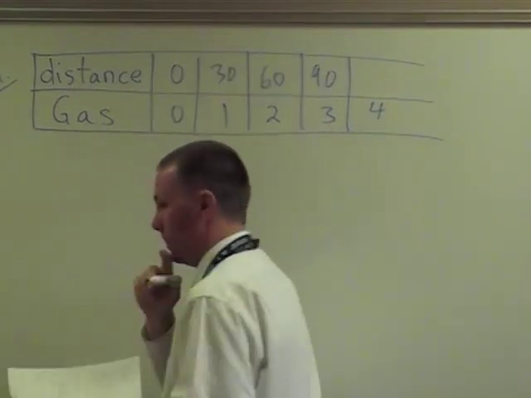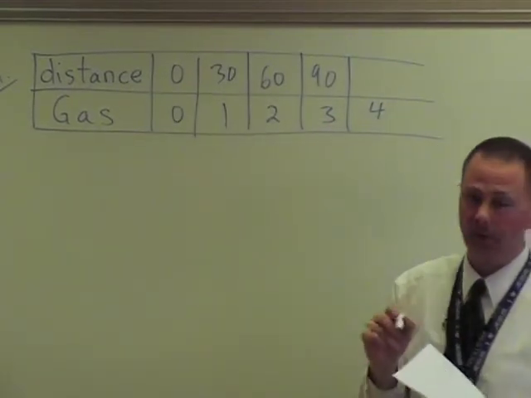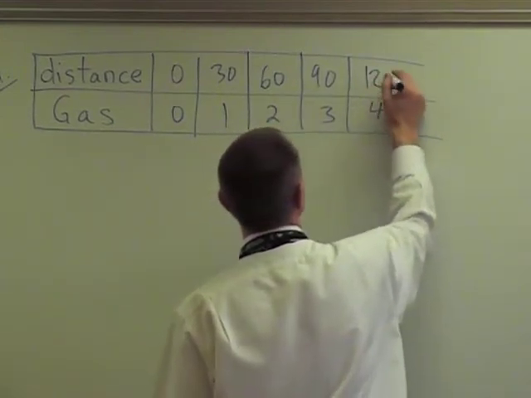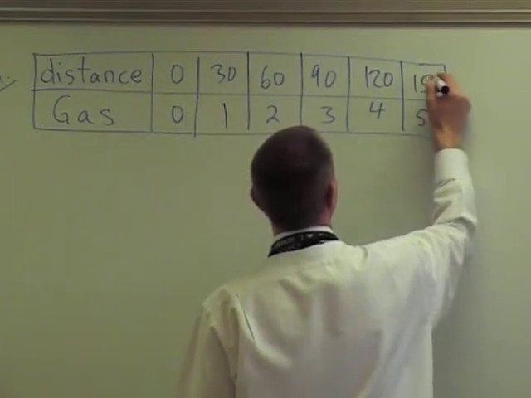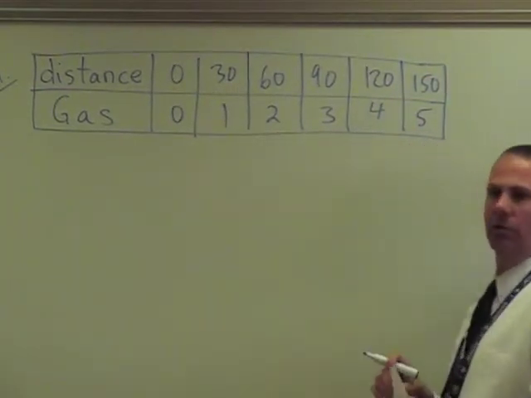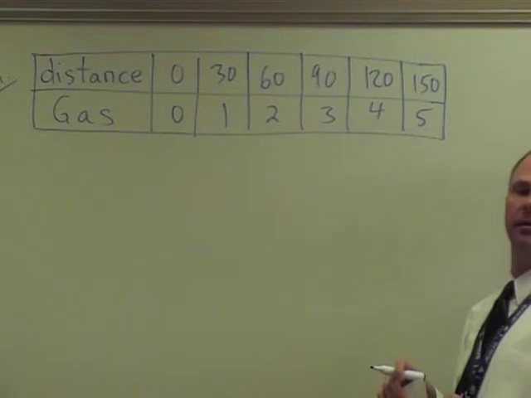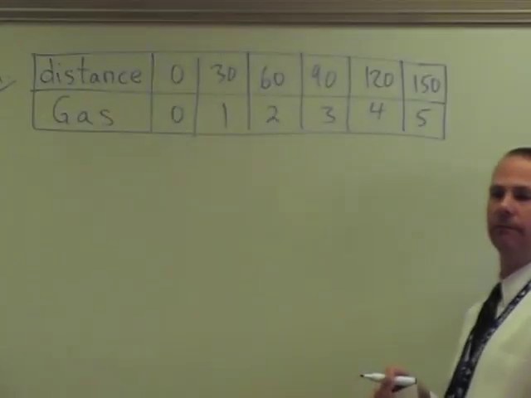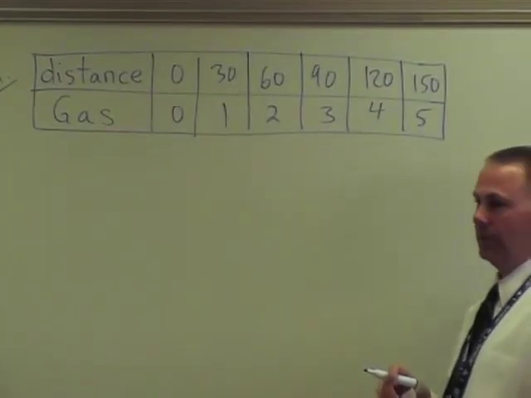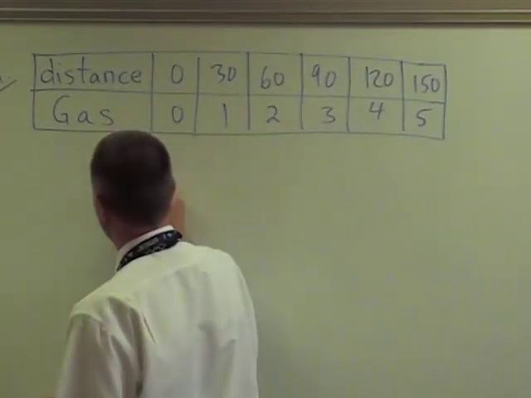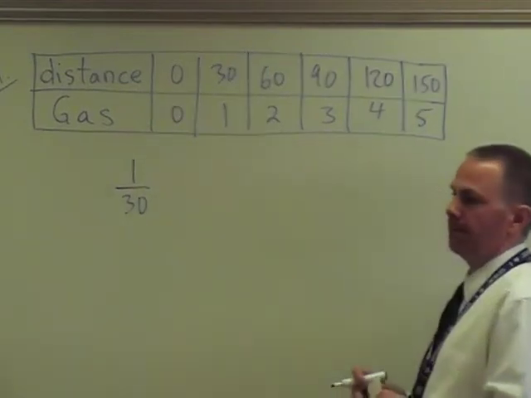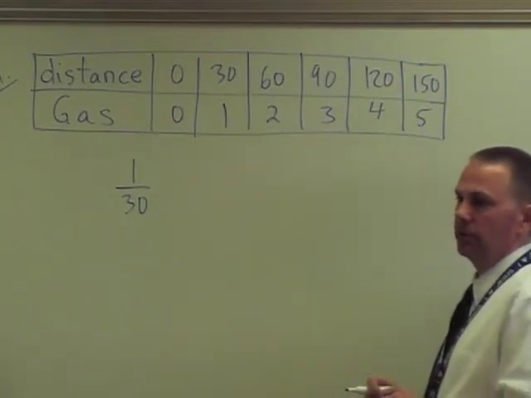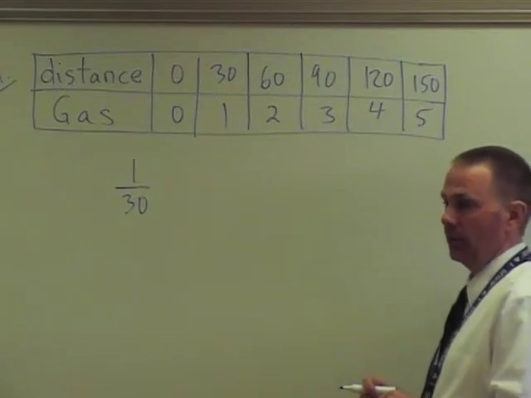4 gallons of gas, 120. 5 gallons of gas, 150. How do you know that? Yeah, each gallon is 30 miles. Okay, so it's just a ratio. A unit rate, 1 gallon per 30 miles, or 30 miles per gallon.